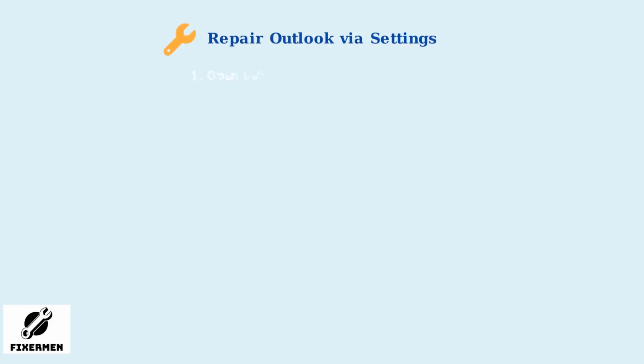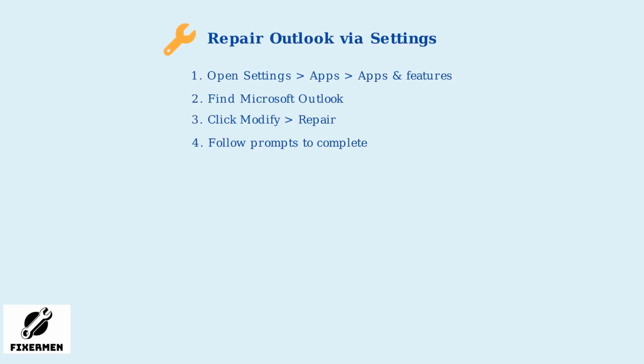Sometimes the problem lies within the Outlook application itself. We'll demonstrate how to repair Outlook through Windows settings, or if necessary, how to completely reinstall it. This can resolve software glitches causing the offline issue.